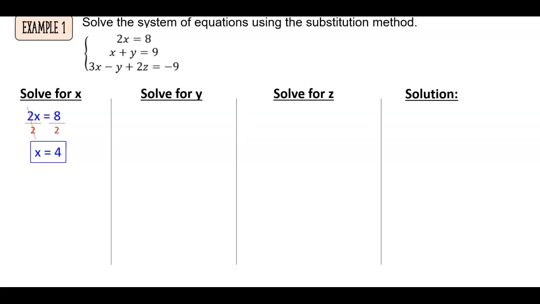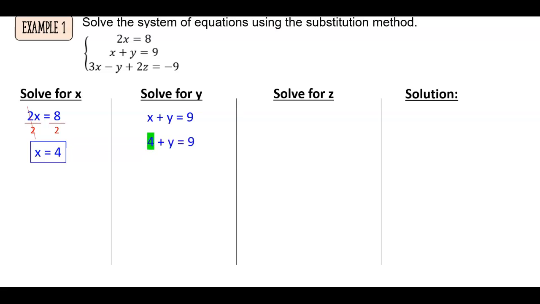Okay, now we're going to use that x. Now go to that second equation. X plus y equals 9. In your second column, let's write that down. If we know x is 4, and we're doing substitution, we're going to replace that x with the number 4, right? Makes sense?